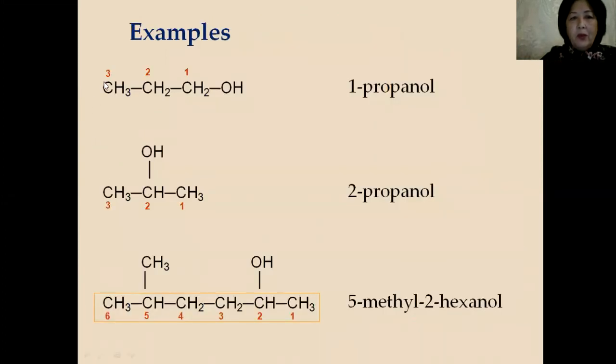For example, the first compound contains 3 carbon atoms and the hydroxyl group is connected to the first carbon atom, and the name of this substance is 1-propanol. The second compound contains 3 carbon atoms too, but the hydroxyl group is connected to the second carbon atom, and the name of this substance is 2-propanol. Such a compound can include 2 chains of atoms. The longest chain includes 6 carbon atoms, and the short chain includes 2 carbon atoms. The hydroxyl group is connected to the second carbon atom, and the name of this substance is 5-methyl-2-hexanol.